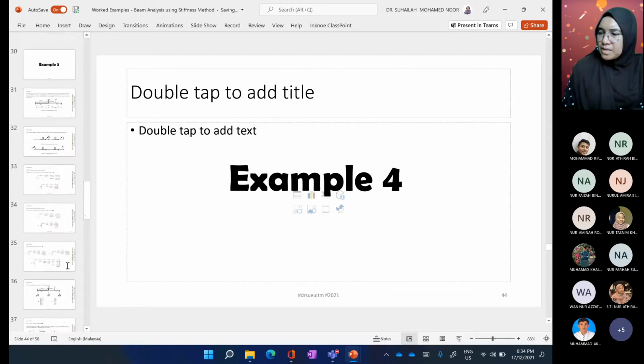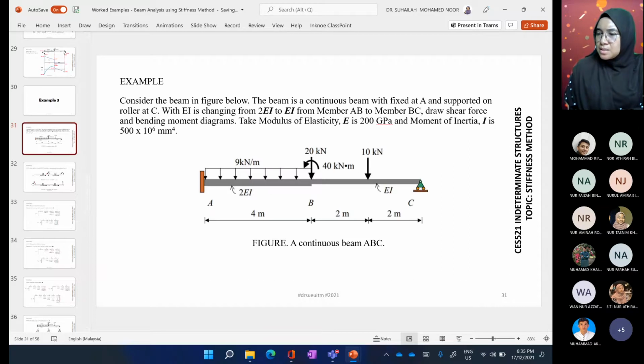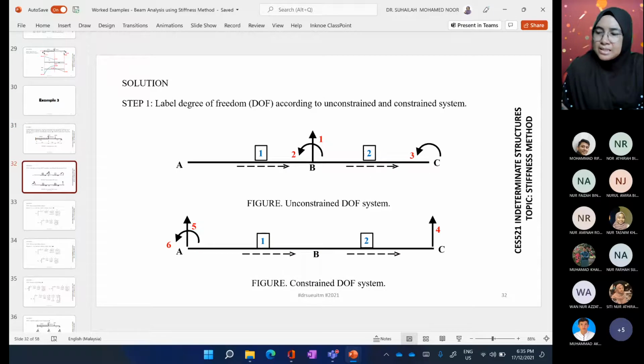Okay, for formative 2.2, ada dekat example 3 ni. This is formative 2.2. Okay, 2.2. So nanti saya akan assign this to you in your student folder tu dalam OneNote.